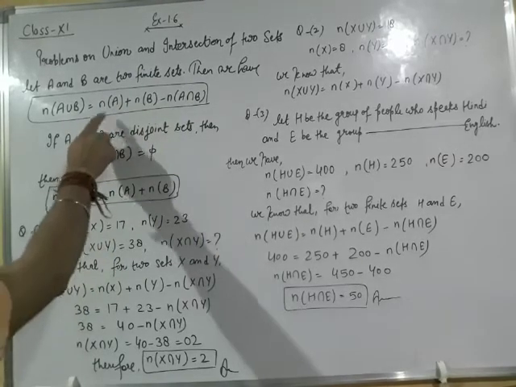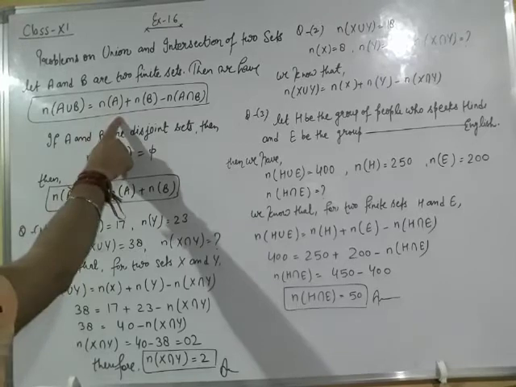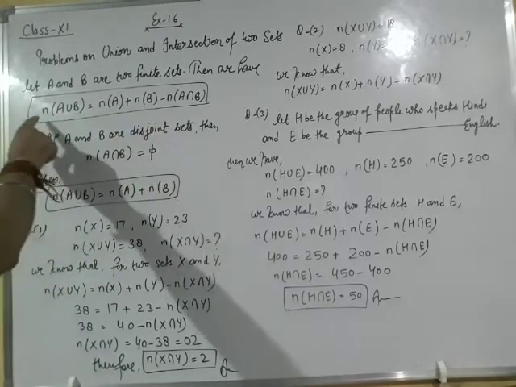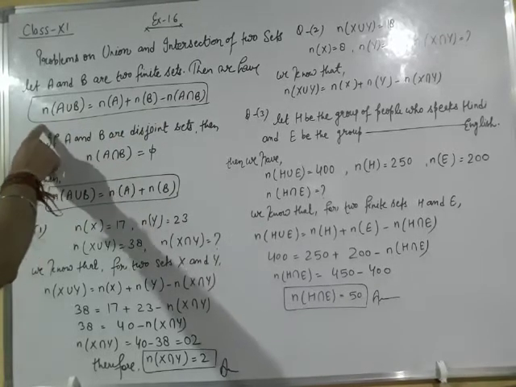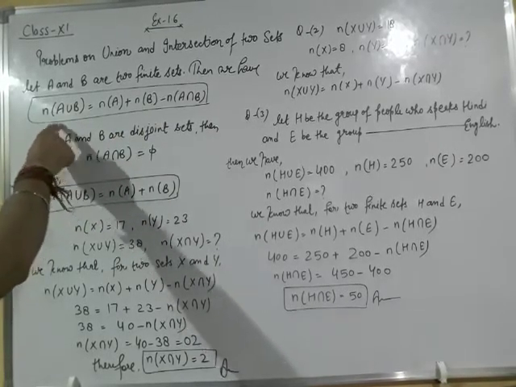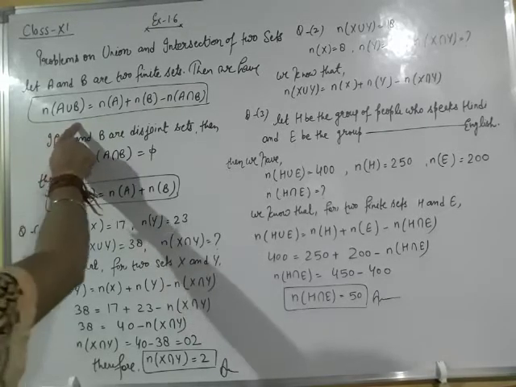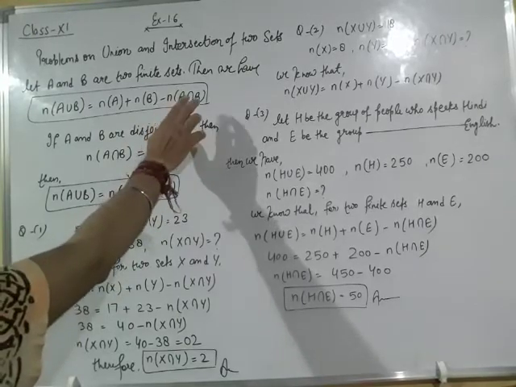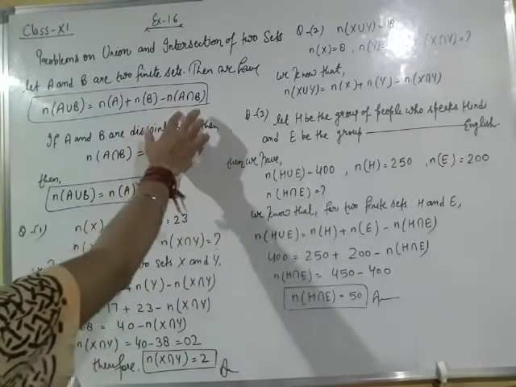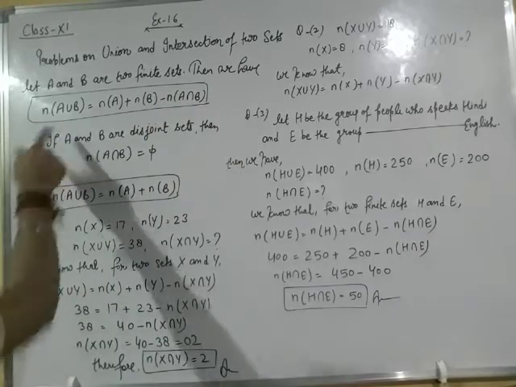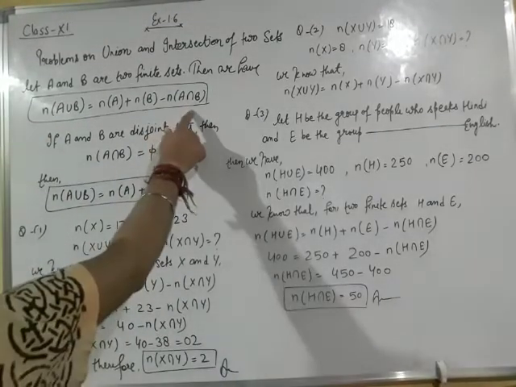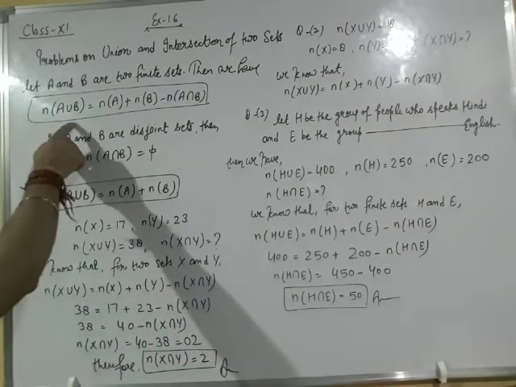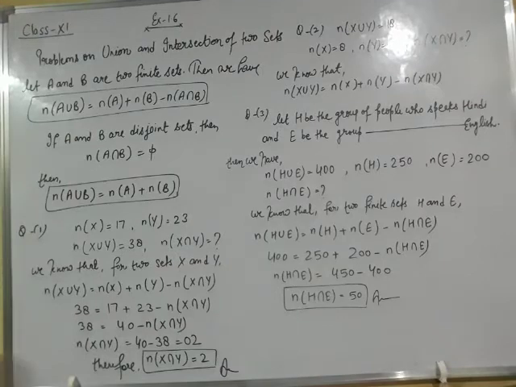And we know n(A) means number of elements of set A, n(B) means number of elements of set B, and n(A union B) means number of elements either present in set A or in set B, and n(A intersection B) means number of elements present in both sets A as well as B. So union stands for or and intersection stands for and.